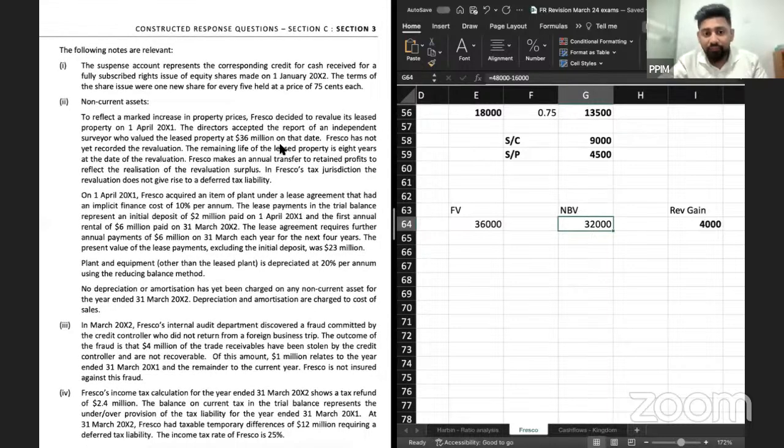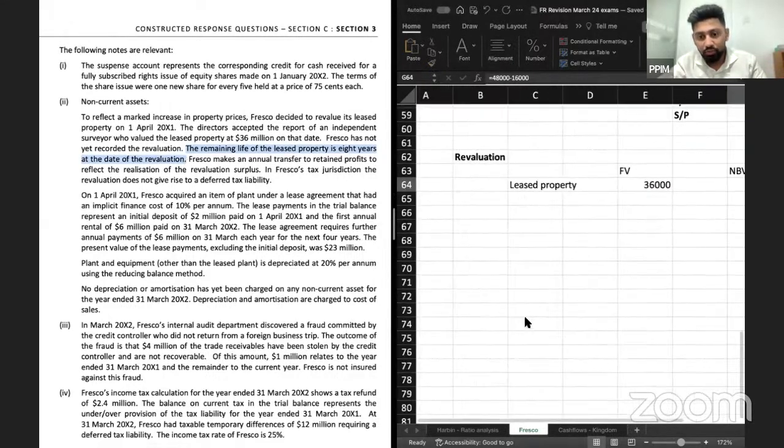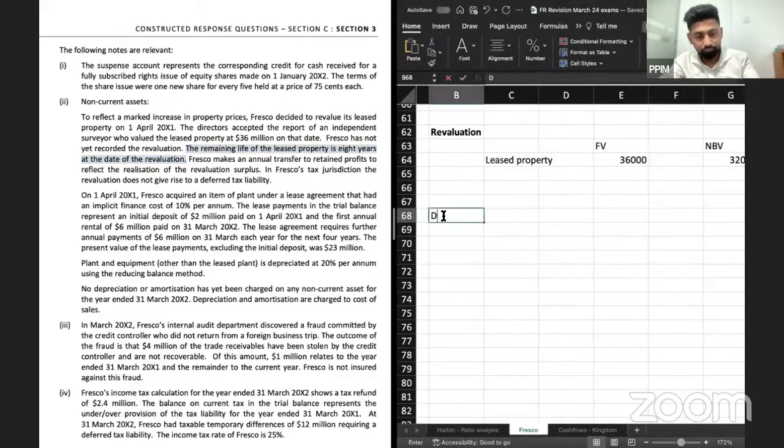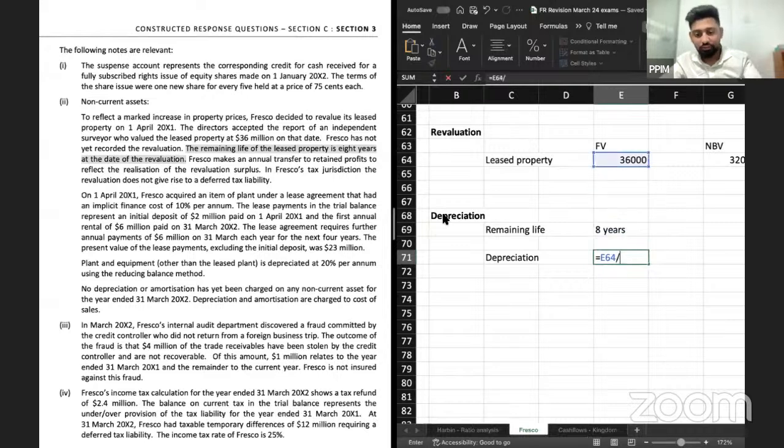The remaining life of the leased property is 8 years at the date of revaluation. Now, you've done the revaluation. Next working, depreciation. They say depreciation for the leased property is going to be 8 years. So, remaining life is 8 years, meaning your depreciation will be equals 36,000 divided by 8, 4,500.